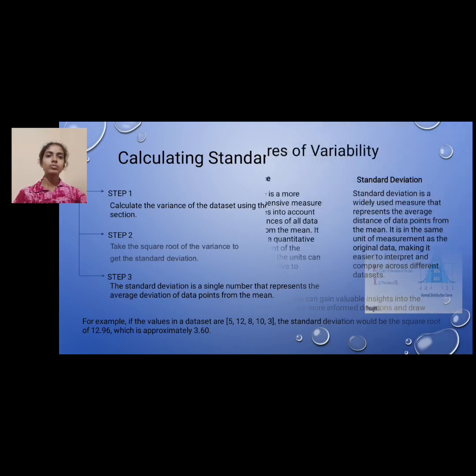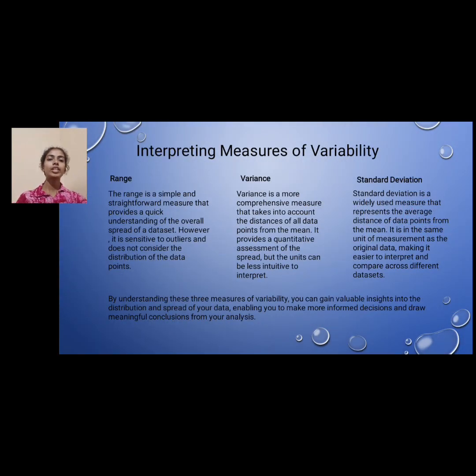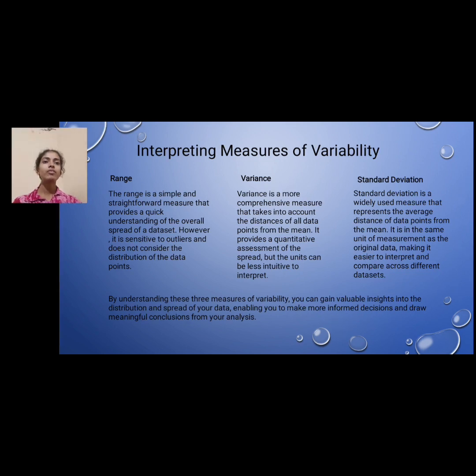Interpreting measures of variability. Range. The range is a simple and straightforward measure that provides a quick understanding of the overall spread of the dataset. However, it is sensitive to outliers and does not consider the distribution of the data points. Variance. Variance is a more comprehensive measure that takes into account the distance of all data points from the mean. It provides a quantitative assessment of the spread, but the unit can be less intuitive to interpret.